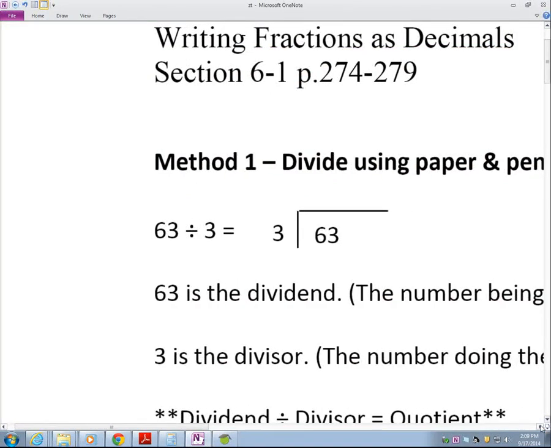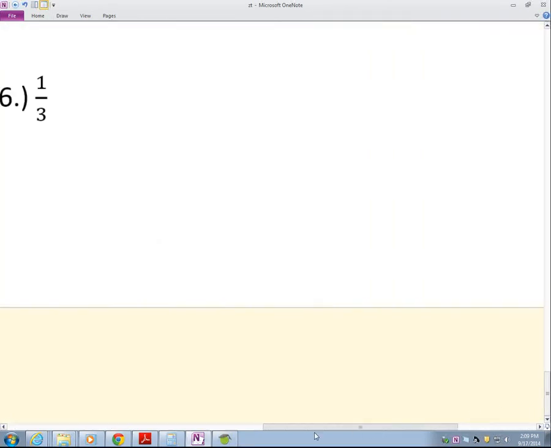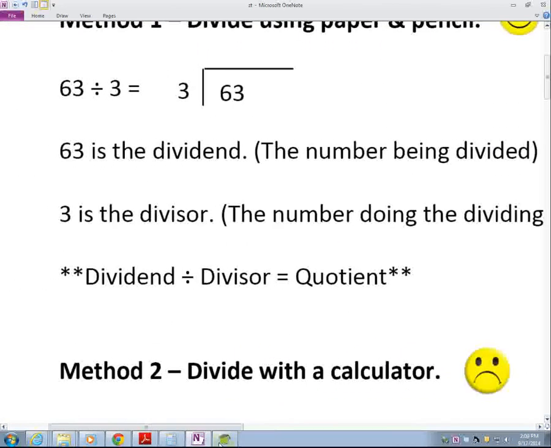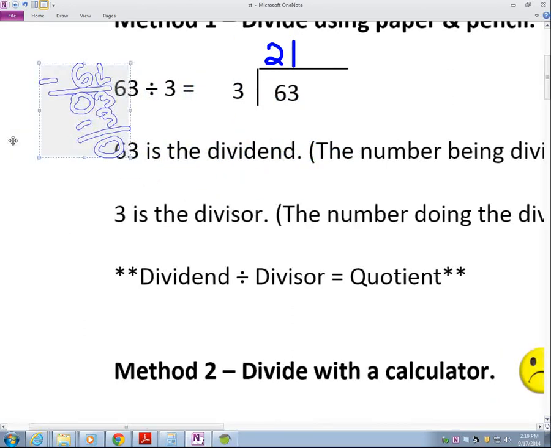So we have 63. 3 goes into 6 twice. Bring that down. 2 times 3 is 6. 6 minus 6 is 0. Bring down the 3. 3 goes into 3 one time. Then 3 minus 3 is 0. We're good. Okay, I'm just pushing this over here so it's out of the way.